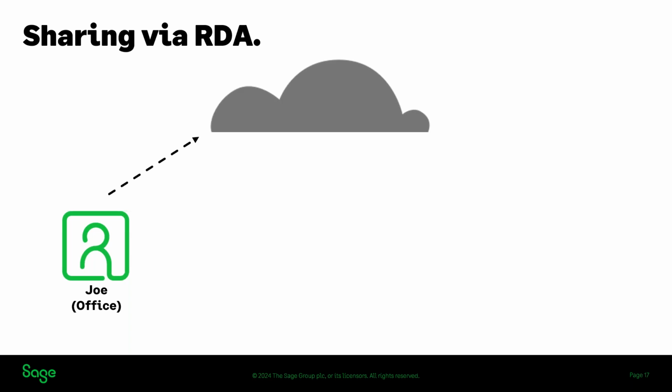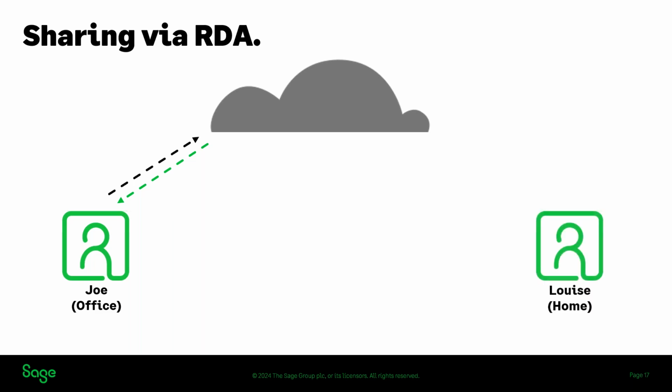Okay, so we have now linked a Sage account to the company and then uploaded the data. Now remote data access is set up. Any changes Joe makes from his Sage software will sync to the cloud, and any changes made by other users once set up will now reflect on Joe's machine. So next, we're going to demonstrate how to give remote data access to Louise's user record.